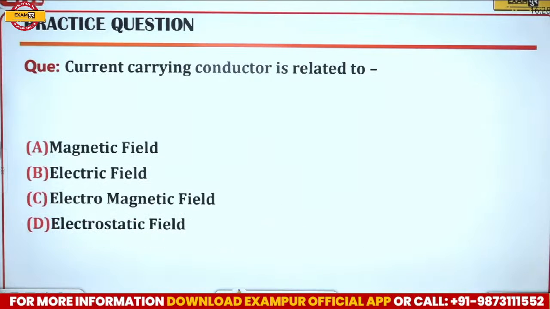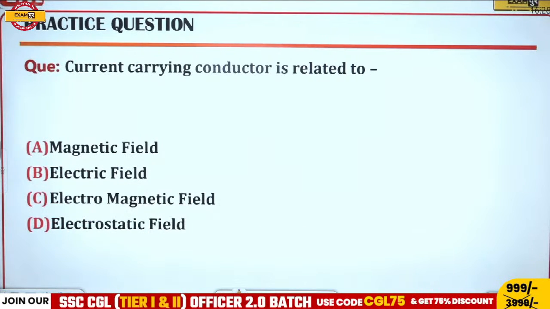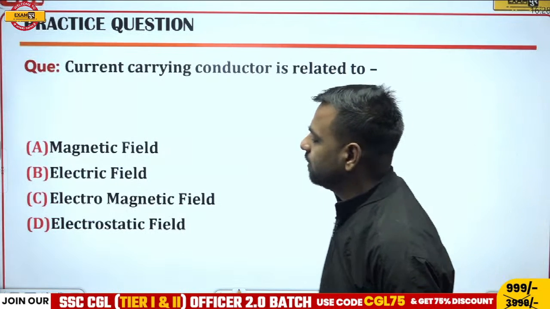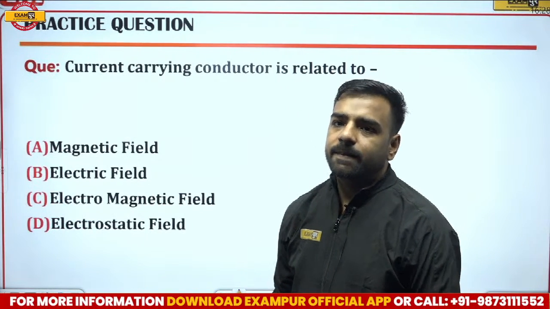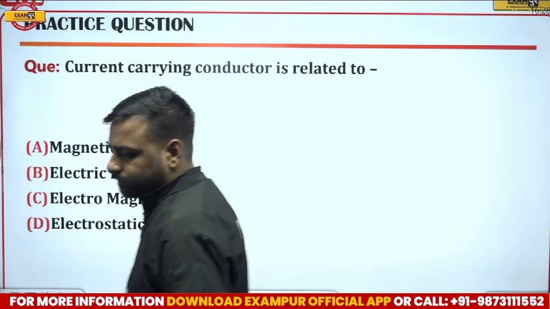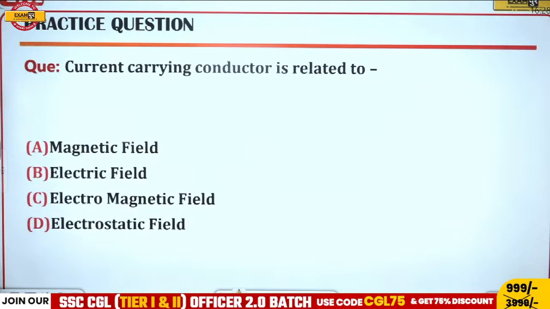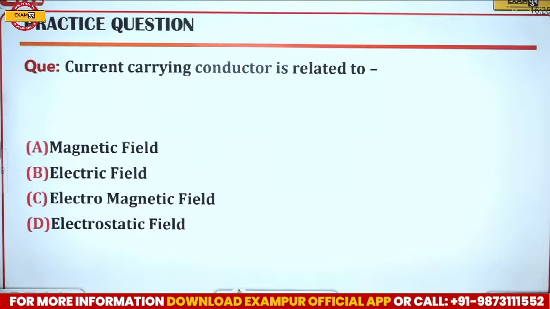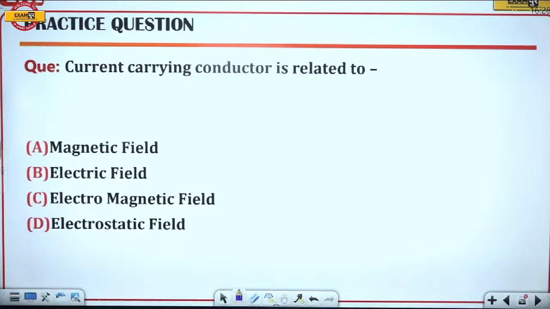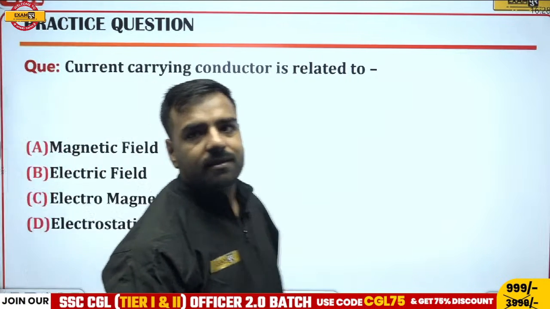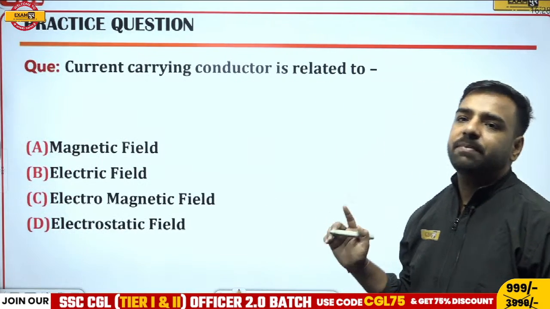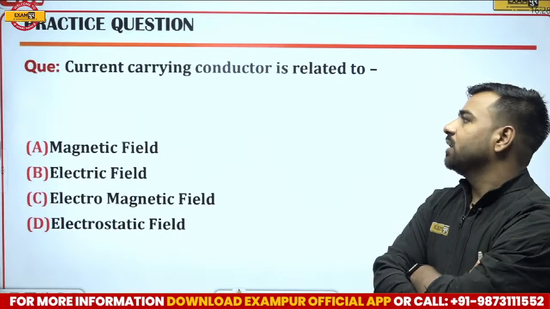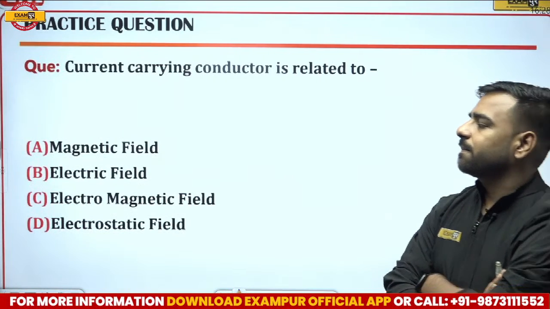Next we have: current carrying conductor is related to what? Is it magnetic field, electric field, electromagnetic field, or electrostatic field? What do you think? So Manish, I am waiting for the answer. Now obviously since this is from CGL part, the answer which you will think in the first attempt, I guess it may be wrong. But let's see, what do you answer? And all the questions are from CGL, previously asked in CGL. What do you think? Current carrying conductor is related to what?